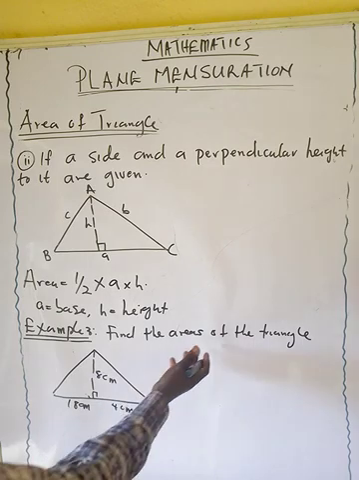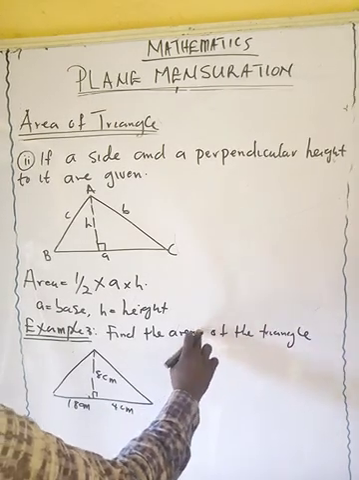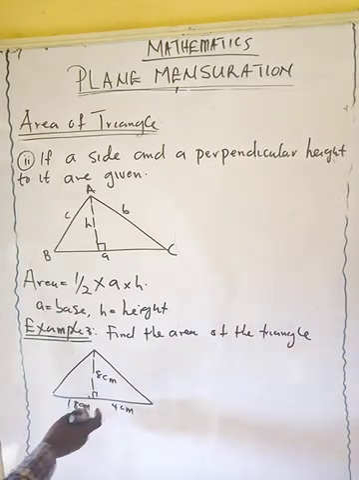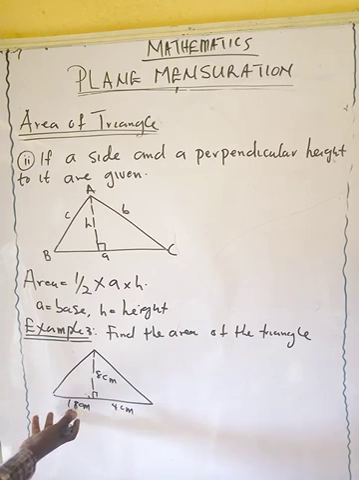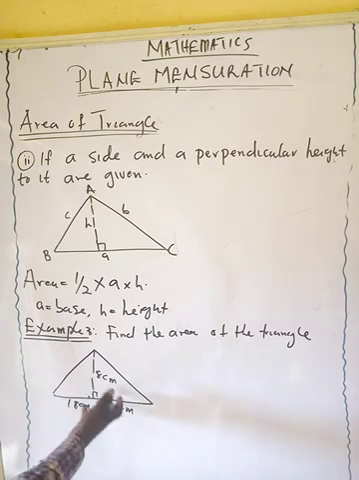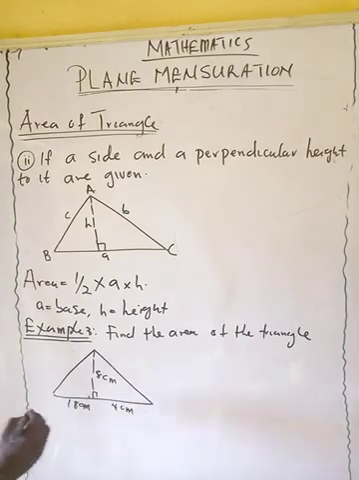Now we have an example here. Find the area of the triangle with base 18 centimeter, 4 centimeter, 8 centimeter. Solution.